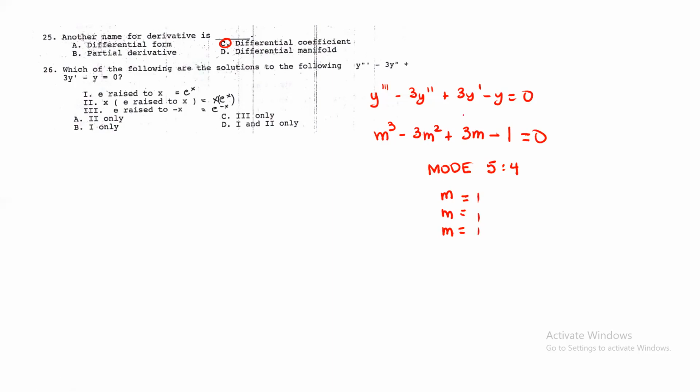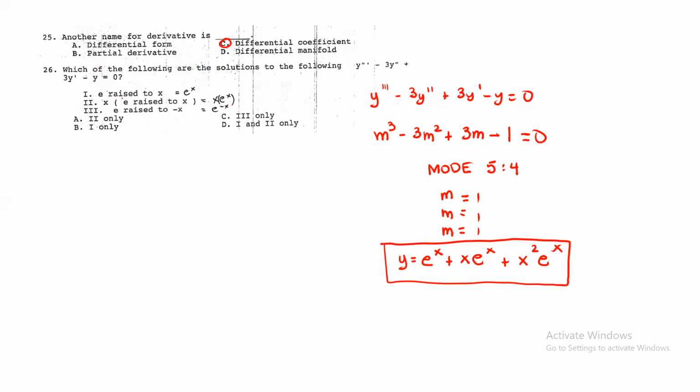So, of course, the answer here. Which of the following are the solutions? So, e raised to x. Since m is repeated, y is equal to e raised to x plus x e raised to x plus x squared e raised to x. So, this is the solution of this function.